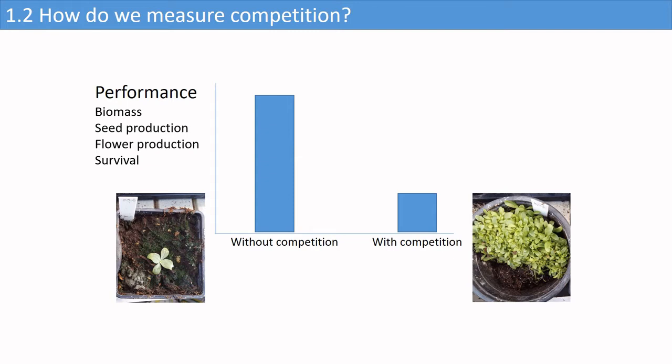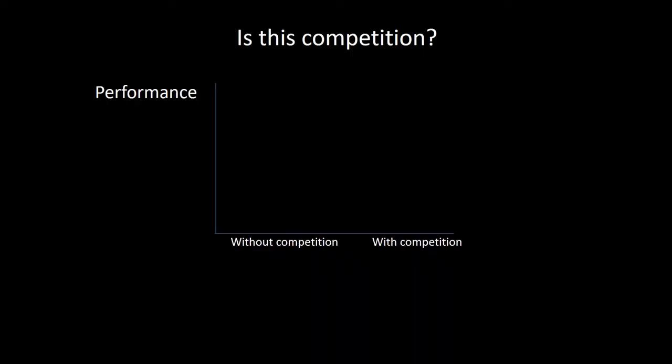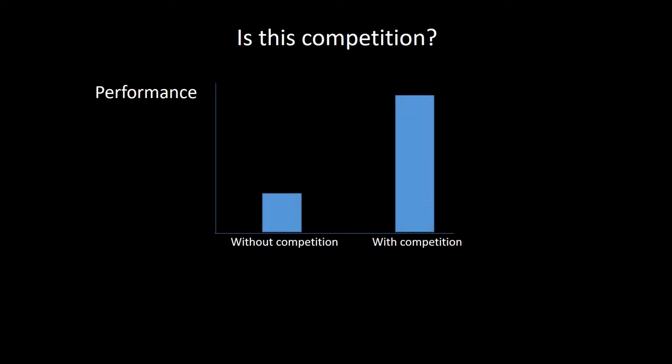Questions about this? Okay, so I have a question for you. What if we have the same experimental design, but the plants growing without competition are smaller than the plants growing with competition? Well, it's kind of cooperation. Yes, it's called facilitation. But yes, exactly. So with the same type of experimental design, you can either prove the existence of competition or of cooperation among plants, which can be called facilitation.